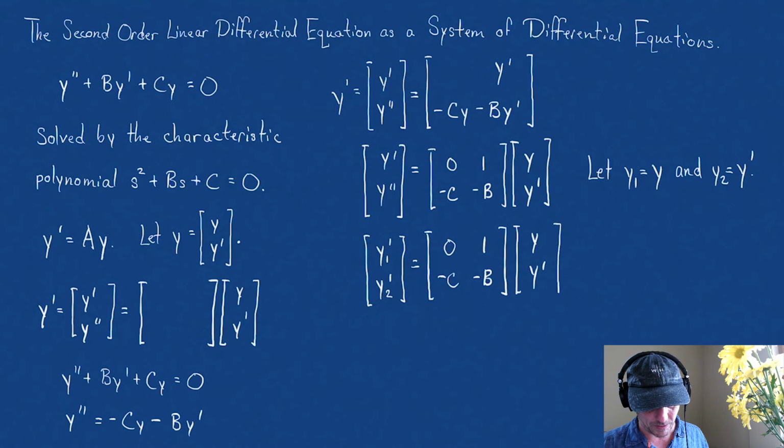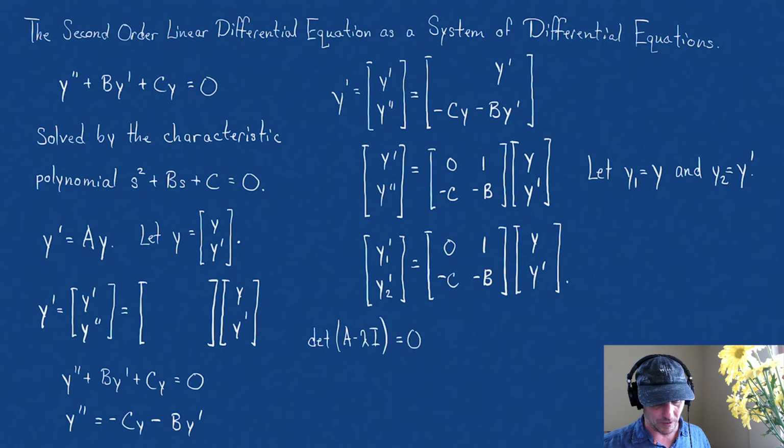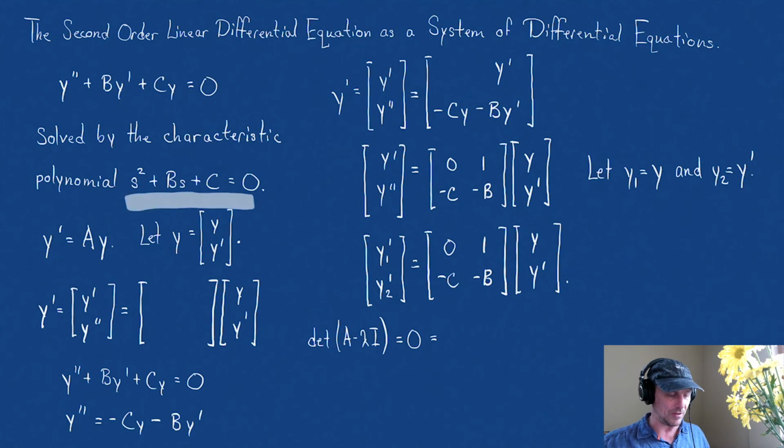Now you might wonder, is that really going to work? Well, let's think about this. If I was to solve this, we've practiced this, what we would do is we would take the determinant of A minus lambda I. We'd set that equal to 0. Well, let's see if this is going to work. In other words, will this get us back to our characteristic polynomial? Let's check.